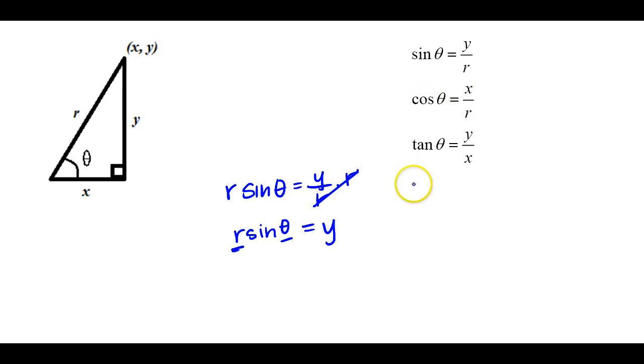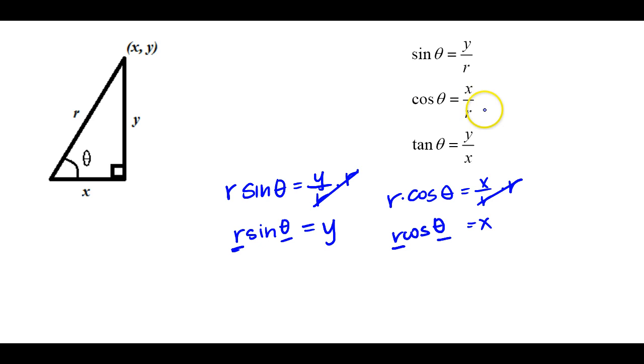So same thing with cosine. Cosine theta is x over r, so solving for x, I'm going to multiply both sides by r. So x is going to equal r cosine theta. So again, what do I need to find x? Just the same two values, r and theta. And then tangent, we don't really need tangent to find y and x. We just need sine and cosine to find x and y, the coordinate point that we're looking for.